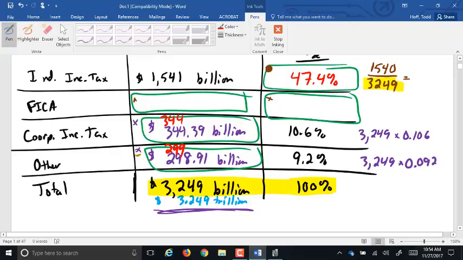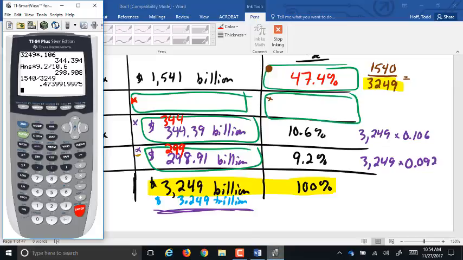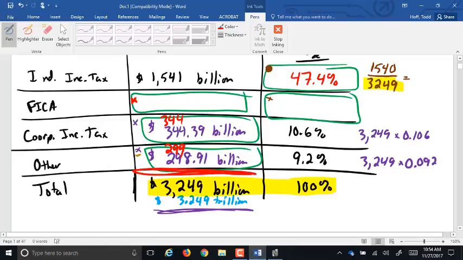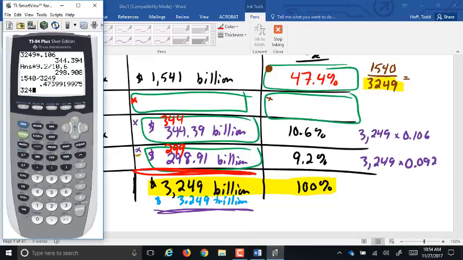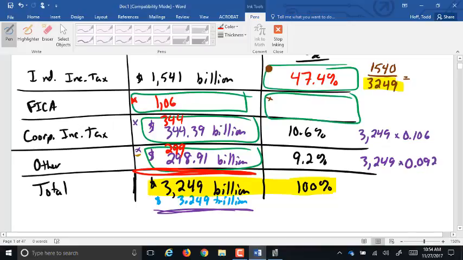Now the rest of this is pretty simple. How do I get the dollar amount of the FICA taxes? Yeah, add them all up and subtract them from the total, right? So we get $1,065 billion. And there's two ways we can go about finding the percent over here. I would just take 100%, subtract those others. I believe that comes out to 32.8, not dollars, 32.8%. Any questions on that? Okay.